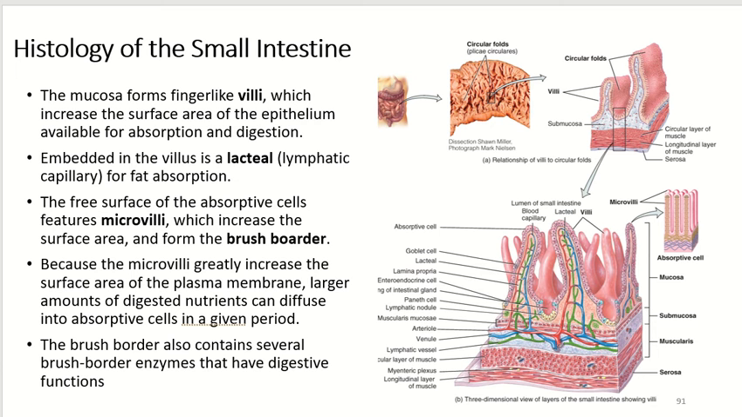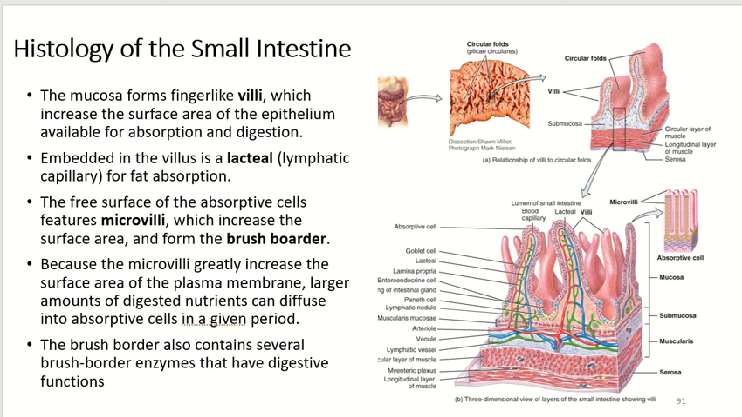So embedded in the villus is going to be a lacteal. This is a lymphatic capillary that you can see. It's animated here in green. And this is going to be important for fat absorption. The free surface of the absorptive cells is also going to feature microvilli, and these again are going to increase the surface area, and they're going to form that brush border that we've seen in the microscopes many times before.